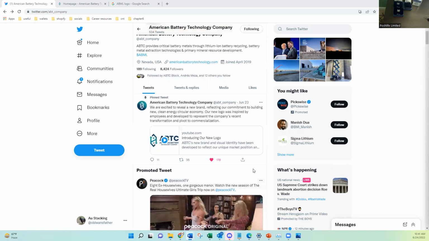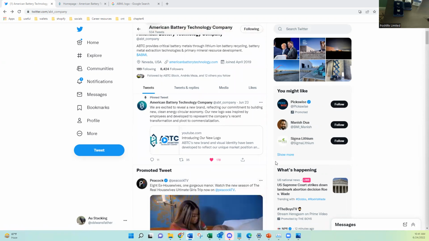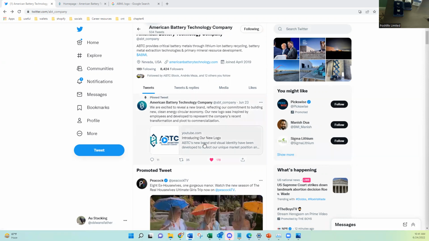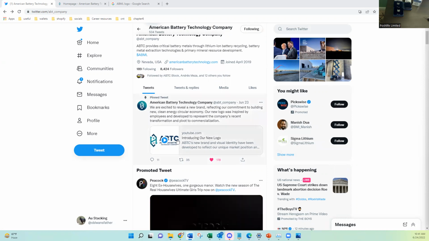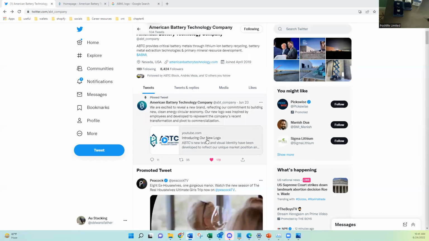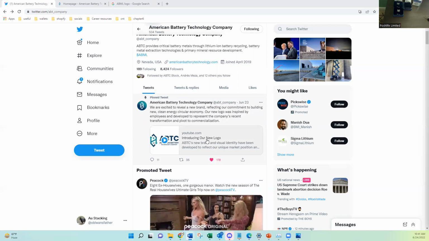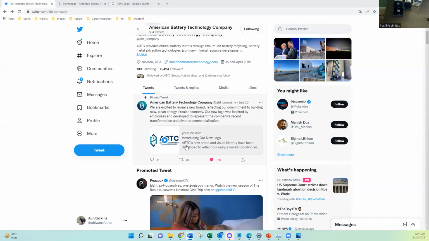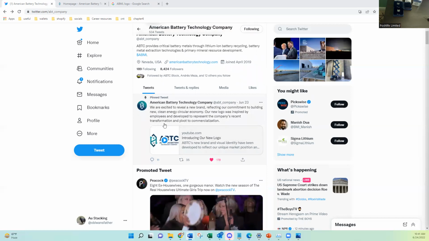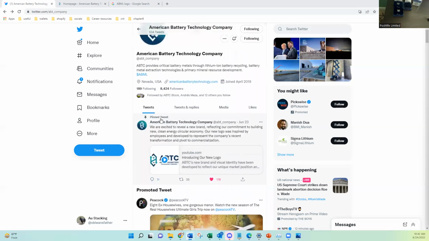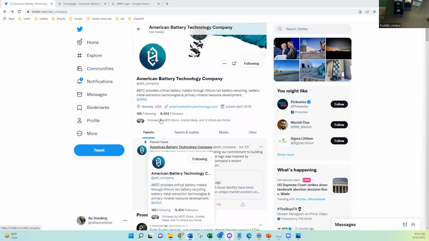Cool thing that really wanted to talk about was they changed their logo and updated their website. We'll provide a link to a short YouTube video of their explanation to their logo and introducing it, breaking down what it all means. It's pretty cool. It's like an infinite battery. They're closing the loop, making infinite batteries.